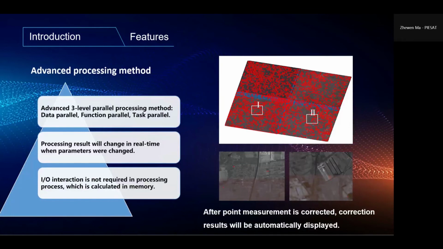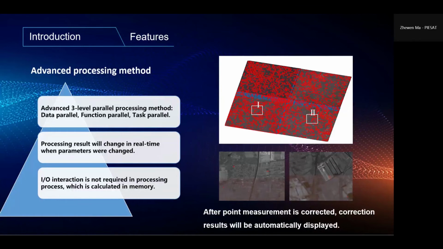The software also adopts an advanced three-level parallel processing method, which is between the data parallel, function parallel, and task parallel. And the processing results will change in real time when parameters change. That is thanks to everything being completed in memory. And the third point is that I/O interaction is not required in the processing process, which is also thanks to all the process being calculated in the memory.